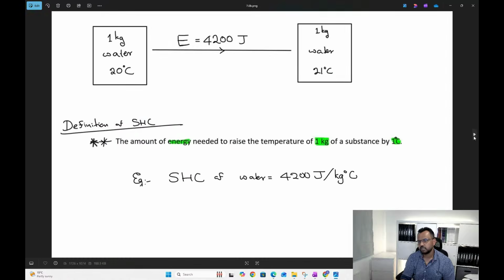So here's where the definition of that comes from. The amount of energy needed to raise the temperature of 1 kilogram of a substance by 1 degree Celsius. Therefore, specific heat capacity of water is 4,200. Look at the units, guys. Joules per kilogram degree Celsius. Does that make sense, everyone? Units of specific heat capacity. Specific heat capacity is joules per kilogram degree Celsius.